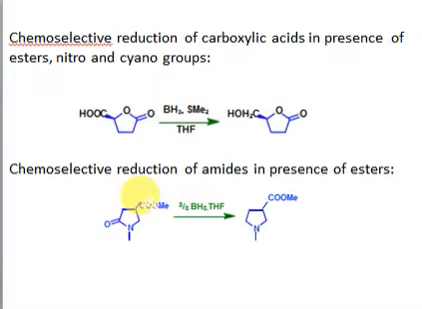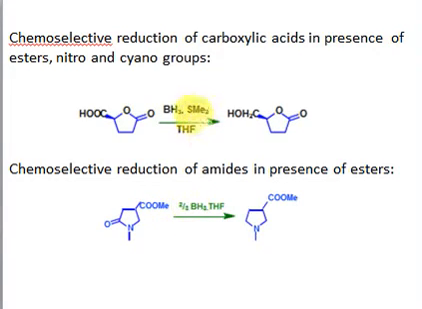Now we have two functional groups, both are carbonyl. So we have an ester group and we have an amide group, right? And we want to reduce the carbonyl of this amide group, and we do not want to affect this ester, right? So under these conditions, what we use is BH3, right?